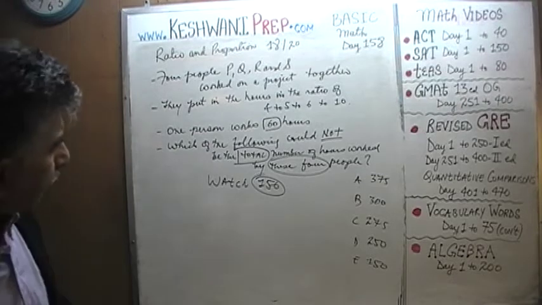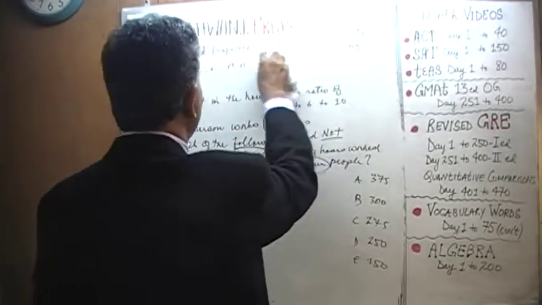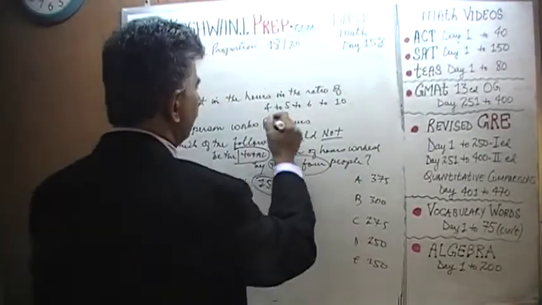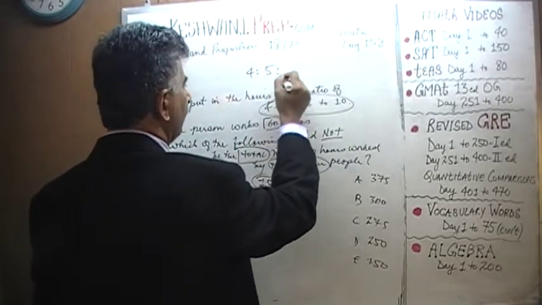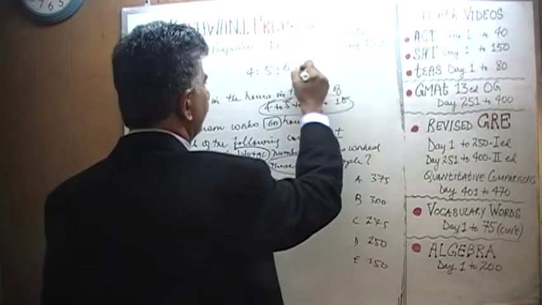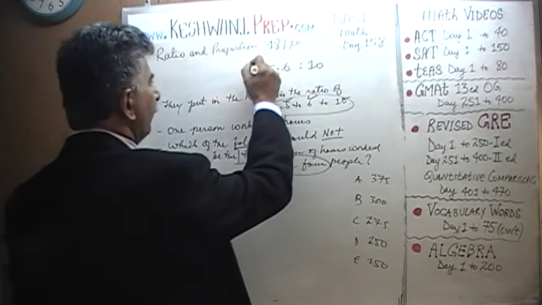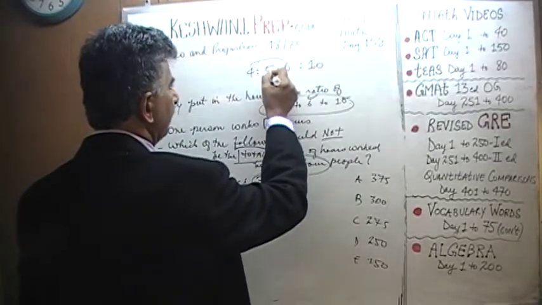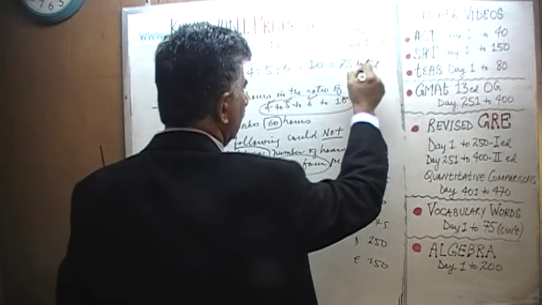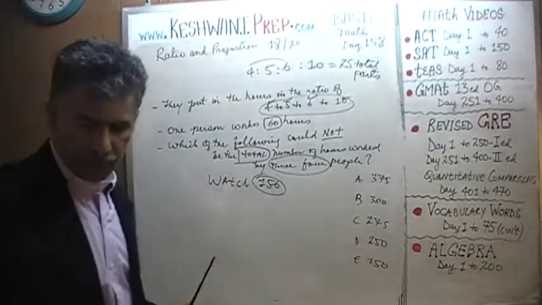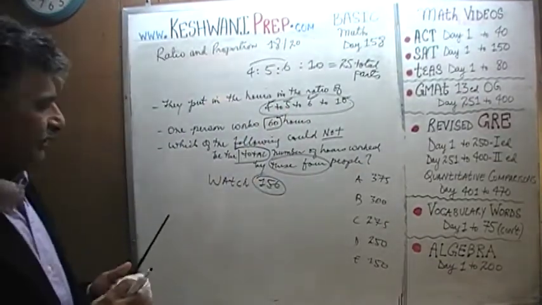Alright, here's what's going on. I'm going to erase the names now, we don't need the names. We are told that they work in the ratio of 4 to 5 to 6 to 10. The total parts, once we add them up: 4 plus 6 is 10, and 10 plus 10 is 20, plus 5 is 25. 25 are the total parts. Let's see what we can do with that information. And we know that one person has to work 60 hours.